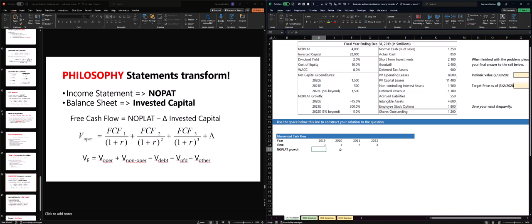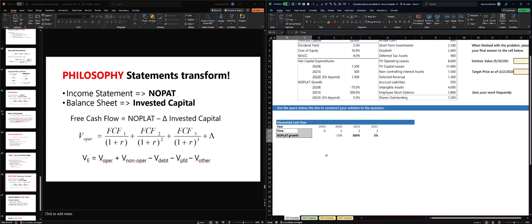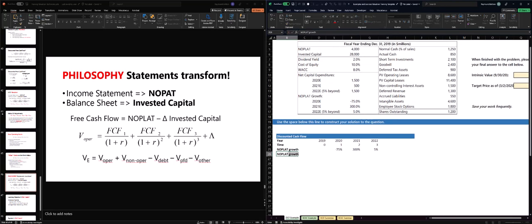All right, NOPLAT growth. Let's see, 2020E, I'll just put negative 75%. Oh my God, what happened? Well, there's COVID, right? So that's why it's negative. And then it recovered to 300%, and then 5%. All right, so you have your growth right there. We just brought it down, basically. And now we can calculate your NOPLAT.